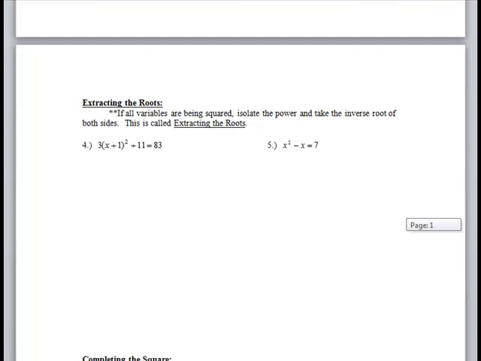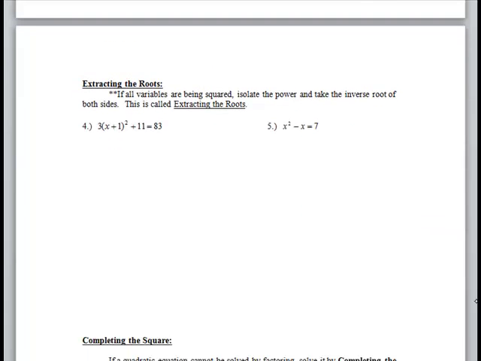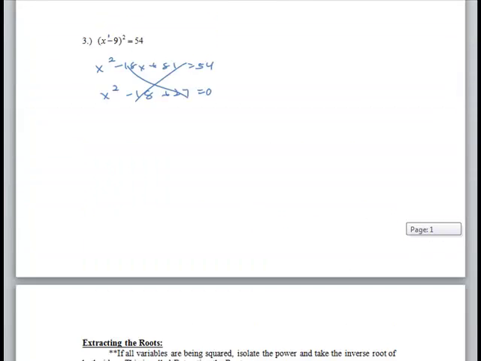The next method is called extracting the roots. It does not always work either, but when it does work, it's a pretty easy method to solve quadratics using extracting the roots. What you have to do is figure out, first of all, when this method will work. Extracting the roots works when all the variables in the equation are being squared.